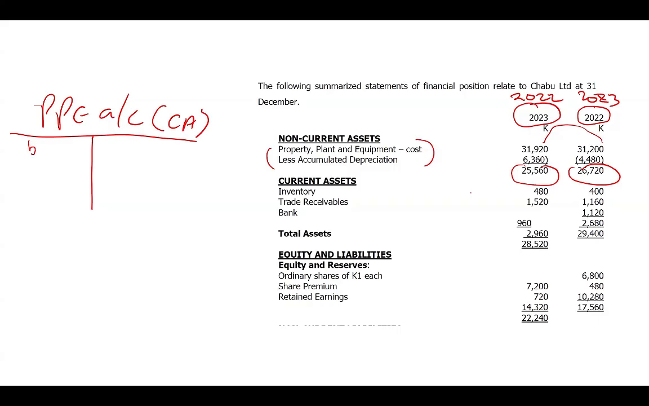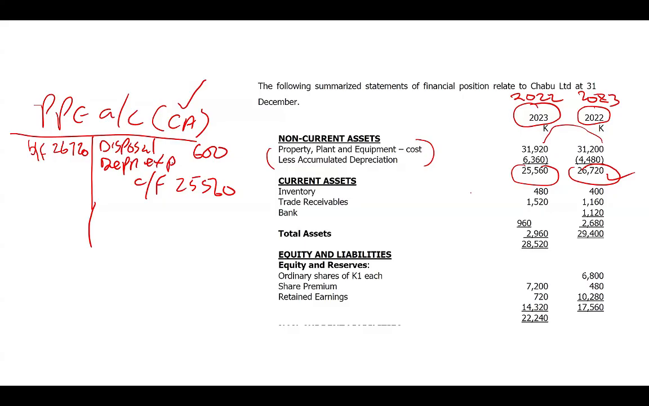So the brought forward is the last year figure, this one, 26,720. The carried forward is the current year figure, which is 25,560. Then when I say disposal here, I need to bring the carrying amount of what was disposed. The other item to come here is depreciation expense. So every time I use the carrying amount account, I must bring depreciation on the credit.